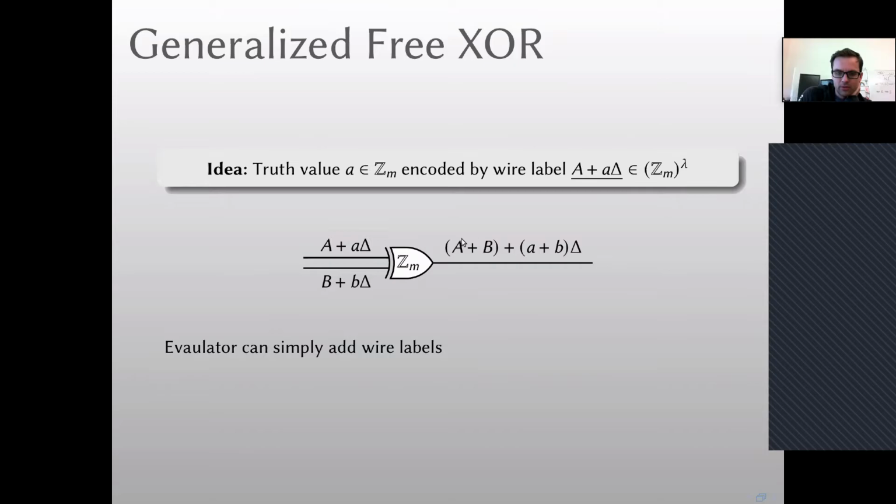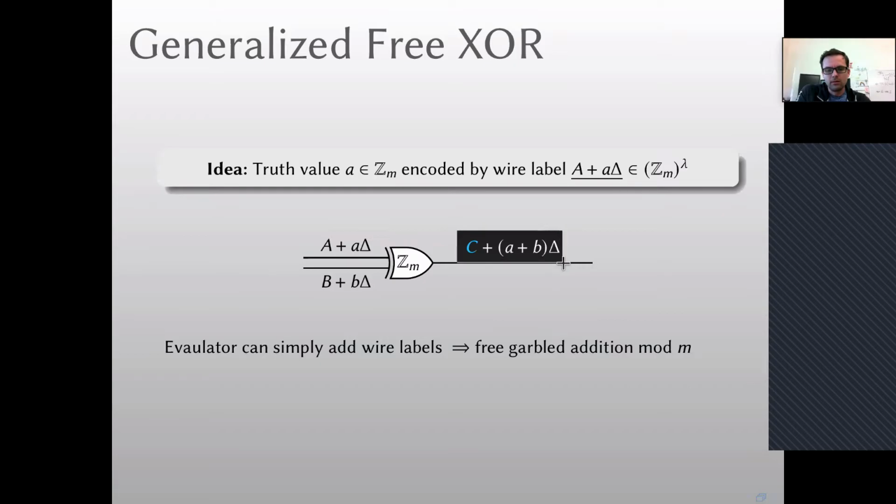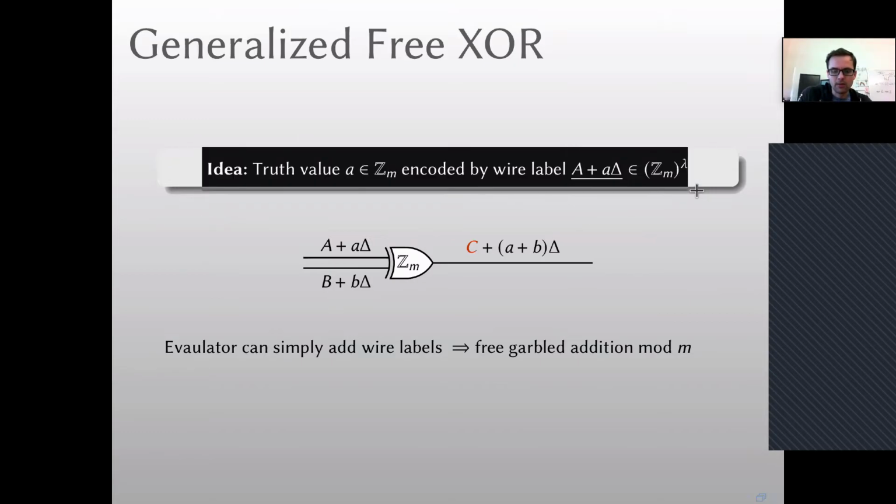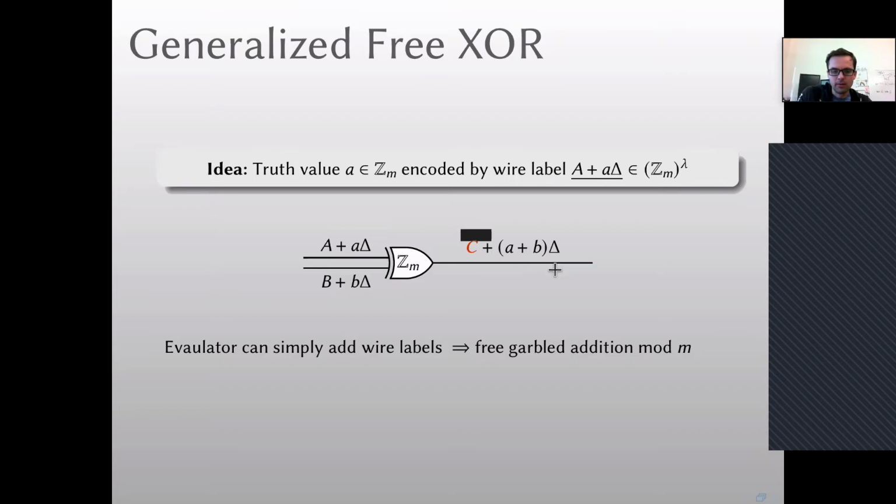So if you choose the base output wire label for the output wire to be a plus b, then right in this expression it looks like you've got a wire label that encodes the value a plus b, right? If you follow this guide right here, then this output value looks like a wire label that encodes a plus b, and the plus is addition mod m. So we've generalized free-XOR to give free addition mod m. So that's reasonable, I hope.